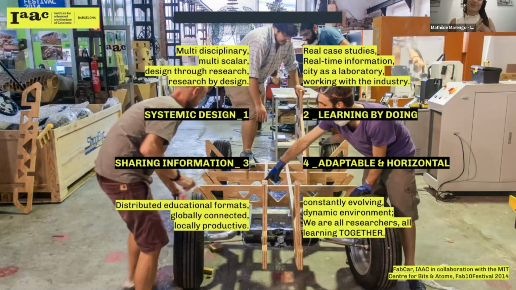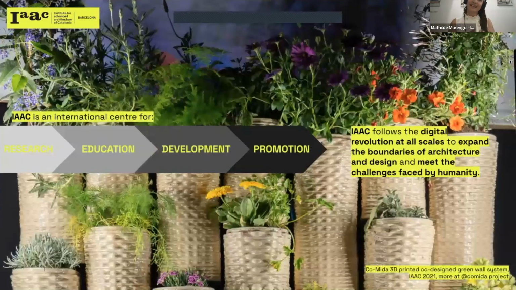Third pillar is that we share information. We have several distributed educational formats, and we as an institute are globally connected and locally productive. And finally, we are adaptable and horizontal. The institute itself is constantly evolving, and we are working together in order to give shape to these missions. So as I was saying, through research, education, development, and promotion, we follow the digital revolution at all scales in order to push the boundaries of architecture and design to meet the challenges that we face as humanity today.